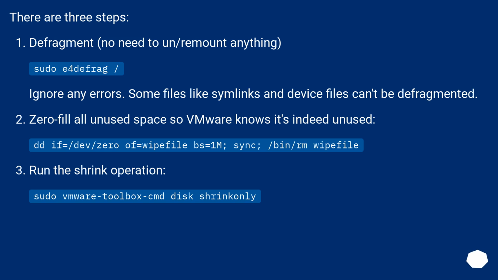Zero fill all unused space so VMware knows it's indeed unused. dd if=/dev/zero of=wipefile bs=1M, sync, /bin/rm wipefile. Run the shrink operation. sudo vmware-toolbox-cmd disk shrink /.